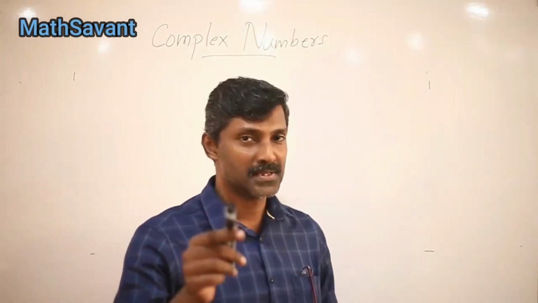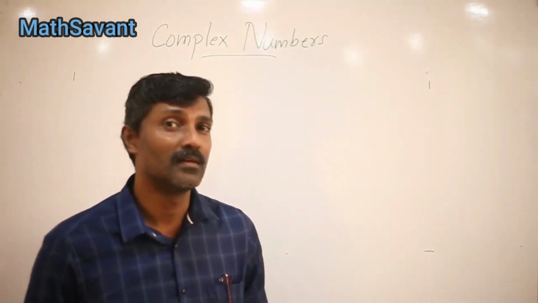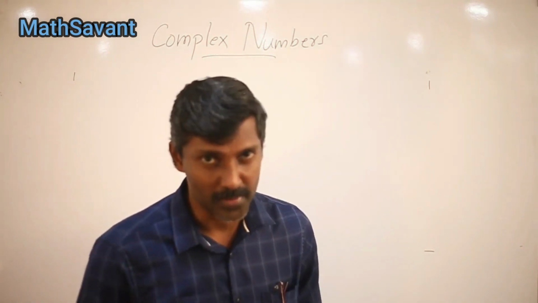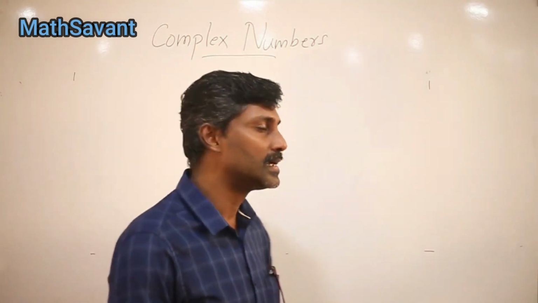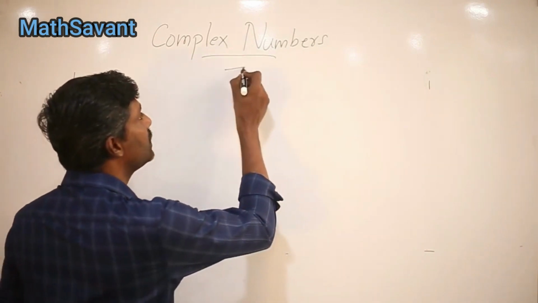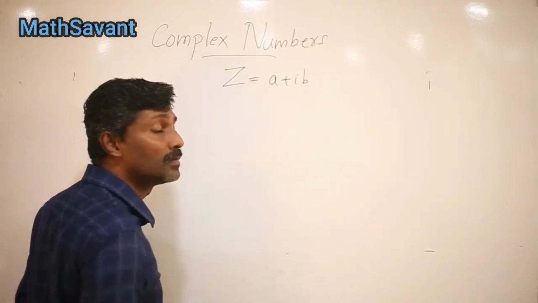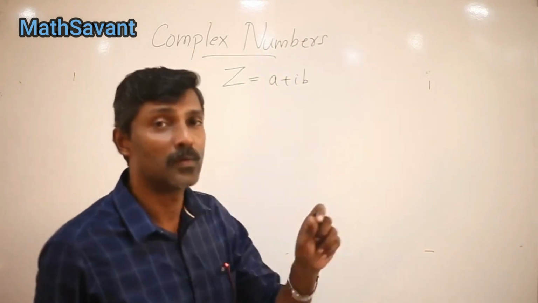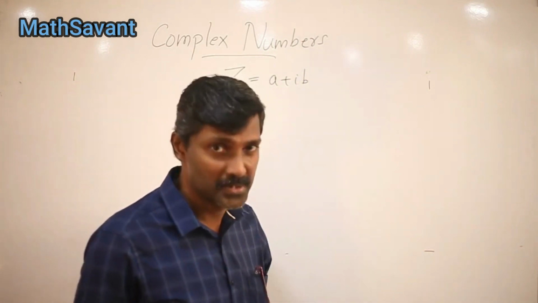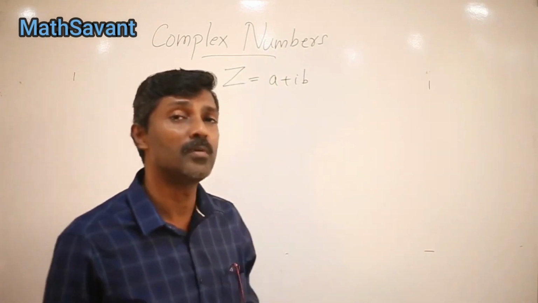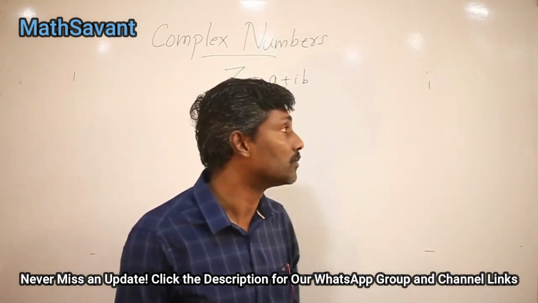Clear? So the next topic in complex numbers, we learn what is the modulus of a complex number. So we know that Z is equal to A plus IB is the complex number. And we also learned that Z bar is equal to A minus IB is the conjugate of this complex number. Now what do we mean by the modulus of this complex number?